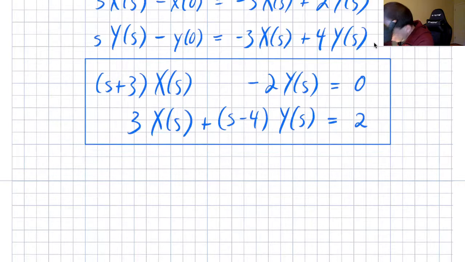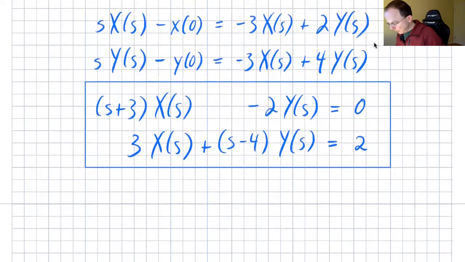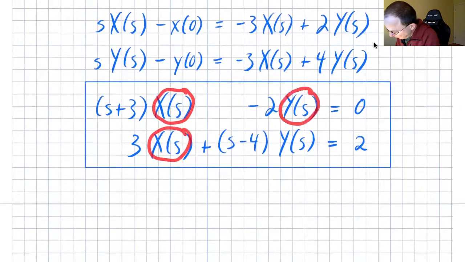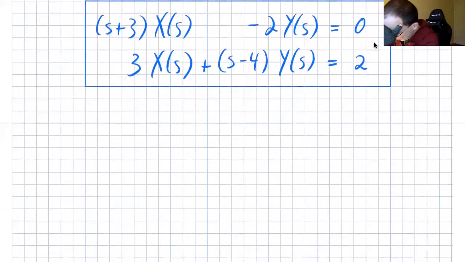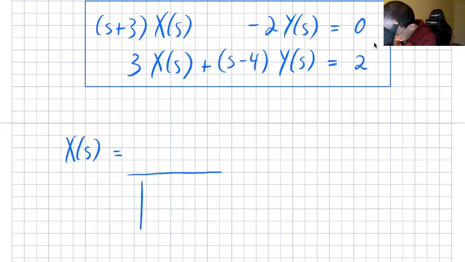So what do we have here? This is actually a linear system in terms of x of s and y of s. So we can use Cramer's rule to solve for x of s and y of s. Using Cramer's rule, x of s is going to be what? On the bottom, the matrix is 3 plus s and then minus 2, and then 3 and s minus 4.